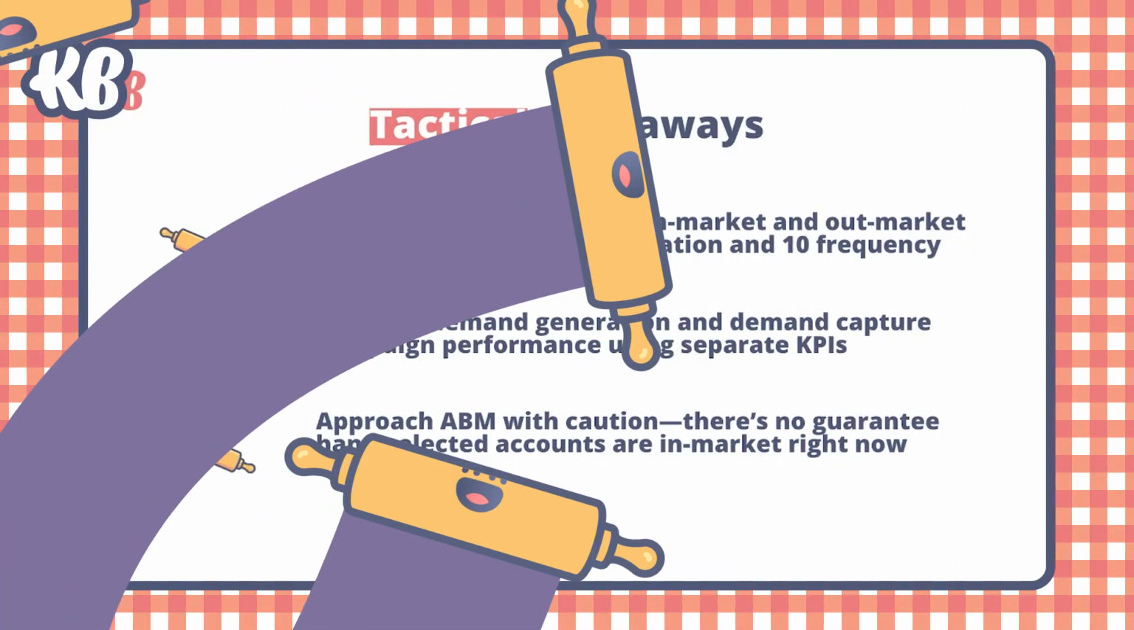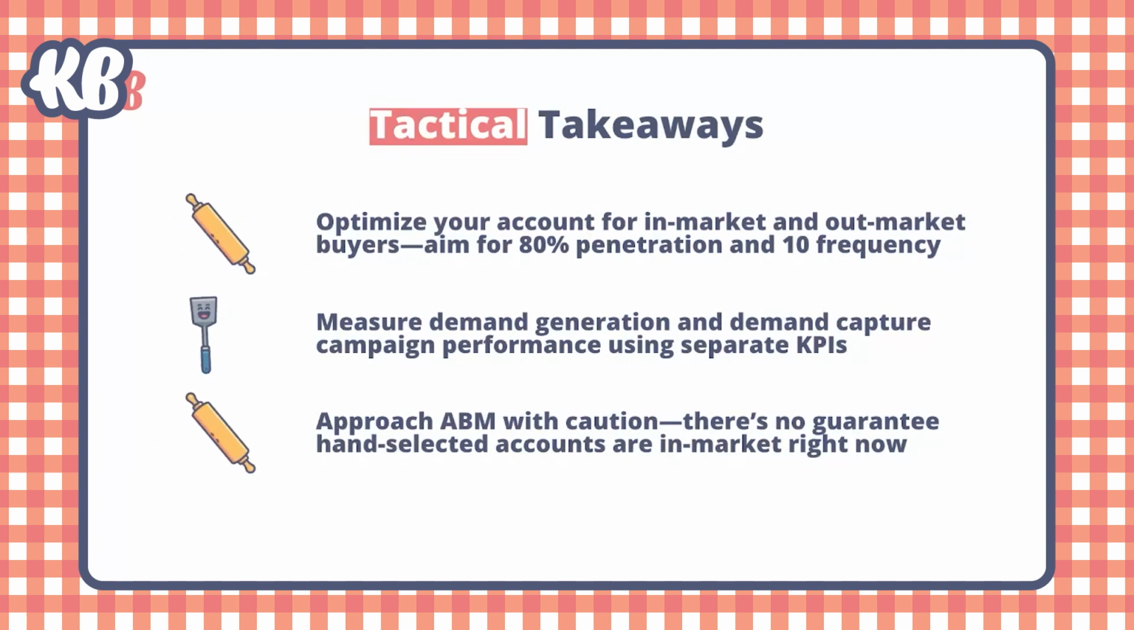So tactical takeaways for you guys. Number one, and I would say this is probably the most important one of all three, is you should be optimizing your accounts for in-market and out-market buyers, and you should be aiming for 80% audience penetration and 10 frequency. Those are difficult to hit for different markets, but that should still be the aim. And the closer you get to those, the better performance you will see, the higher incremental lift in pipeline, in inbound opportunities, in revenue that you're going to see.